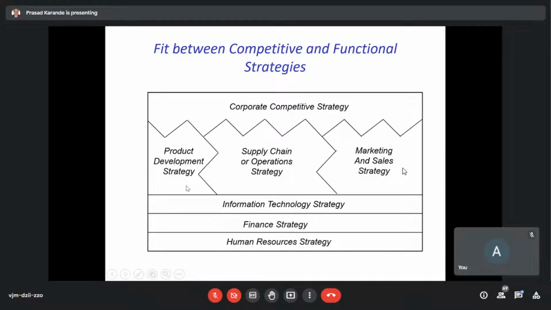यहाँ पे आपको पता चलेगा ये product development strategy है, ये supply chain and operation strategy है, this is marketing strategy, and this is the corporate company strategy. Actually, corporate company strategy decides on all these strategies. So see the matches. So it should be an exact match.